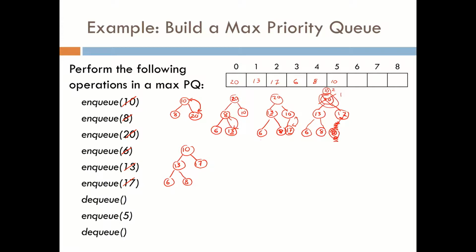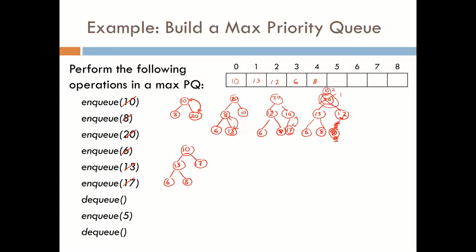So when we got rid of the 20, let's work on our array now. When we got rid of the 20, we removed it. We brought this 10 into its place, and then we removed the 10. And what's in here should be what's depicted in this tree. There's the 10, there's the 13, there's the 17, the 6, and the 8. Okay, we are now halfway through dequeuing. We must now heap the value 10 down.